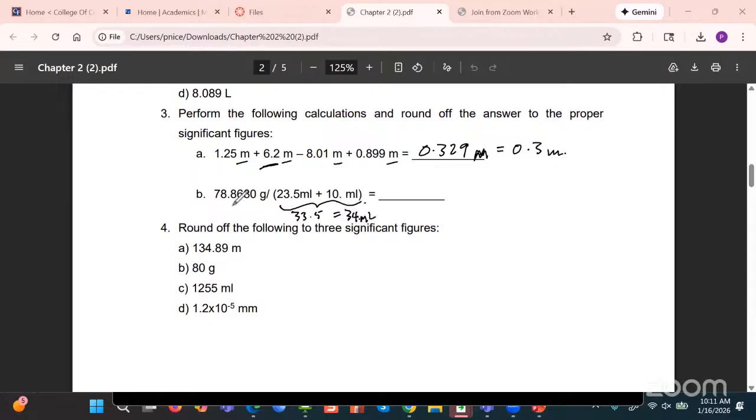So now that we have done that, we have to divide all of this, the 78.8680, by the 34. So let me do that here. 78.8680 divided by 34. And according to my calculations, I got a long string of numbers, 2.319647059, right? However, now because we are dividing, what did we say about dividing in terms of rounding off? What's the rule? You round off according to the lowest number of?